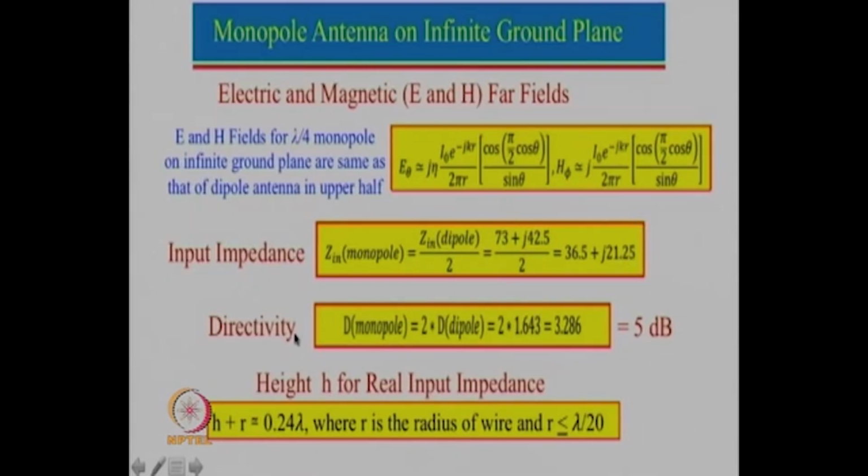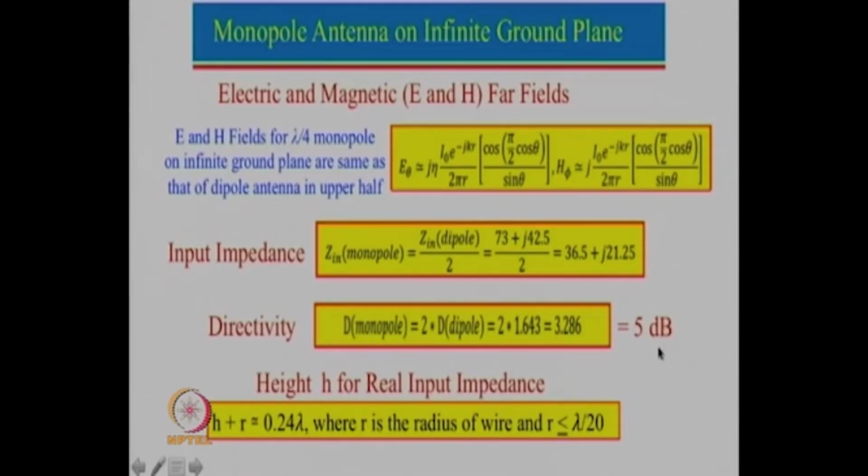Now the directivity of the monopole antenna will be 2 times that of the dipole, but this is valid only if there is an infinite ground plane. For a finite ground plane this is not at all true. Since the radiation is only in the upper hemisphere and there is no radiation in the lower hemisphere, the directivity will be double that of the dipole antenna. So for the dipole antenna the directivity is approximately 2 dB, and now it will be 5 dB. But I am repeating, this is only valid for a monopole antenna on an infinite ground plane, which will never ever happen.